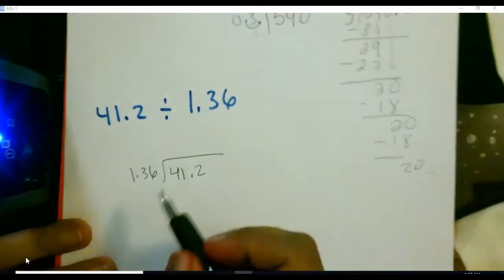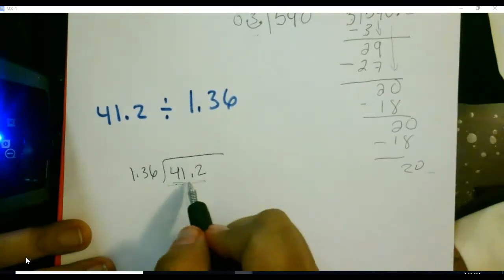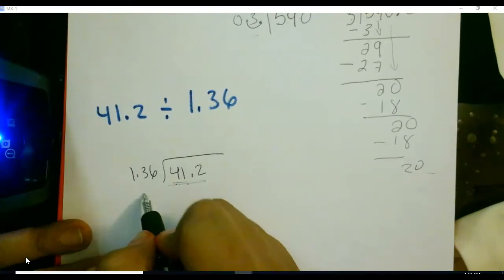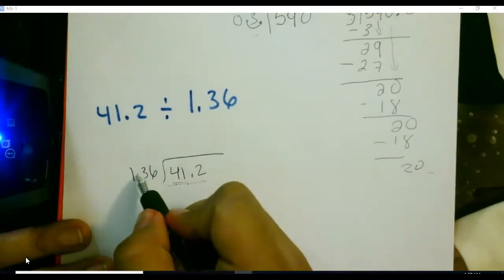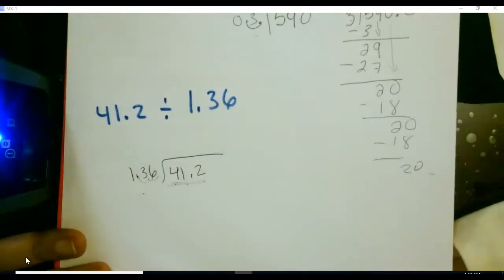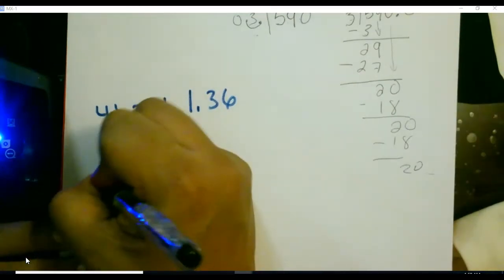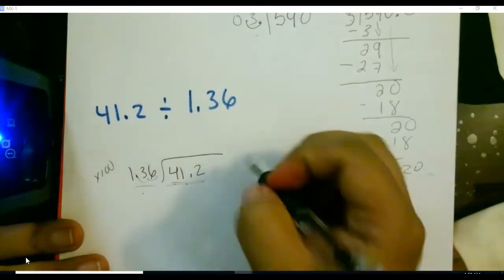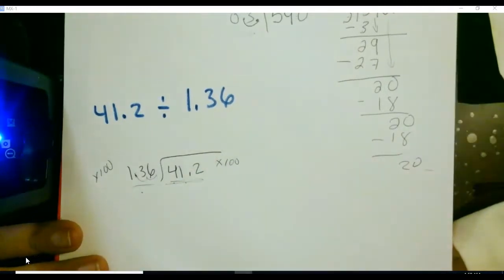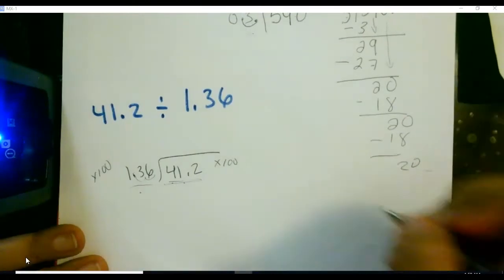Now remember, it's okay to have decimals inside my dividend, but it's not okay to have it in my divisor. So in order to get rid of my decimal point here, I have 2 decimal places that I need to move. So to move twice, I multiply by 100. So I will multiply by 100 my divisor and multiply by 100 my dividend. So that this becomes 136.